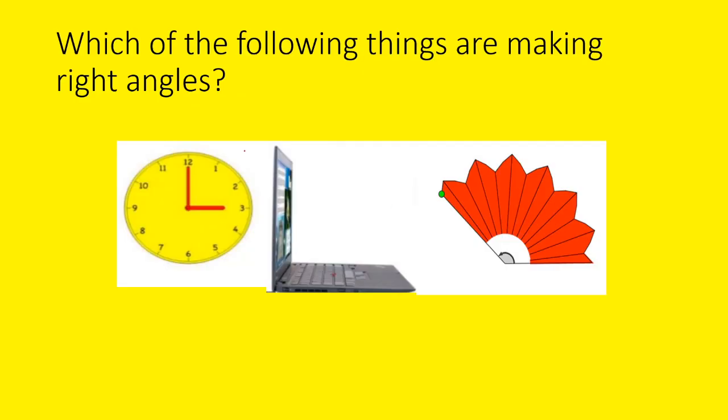Now it's your turn, children. You have to give the answer. Which of the following things are making a right angle? I think you all know the answer. Yes, you all are correct. This clock and this laptop both are making a right angle. Here you can see this is making a right angle and here you can see this is making a right angle. So here your answer will be clock and laptop.